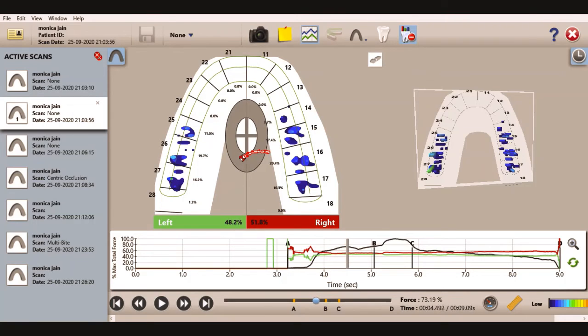There are 3 colored lines present here. The black line indicates the timeline of the whole bite. The green line indicates the left side of the arch, and the red line indicates the right side of the arch. The color line seen at segment A of green indicates that the first point of contact is located over the left side of the arch.